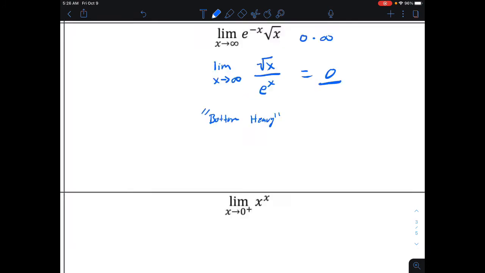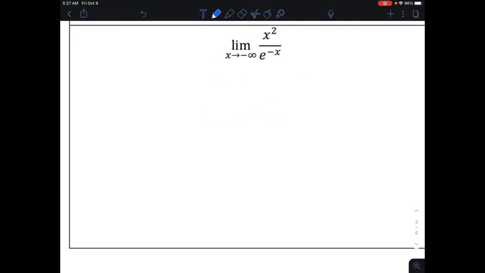All right, new one here. Limit as x approaches negative infinity of x squared over e to the negative x. Now, looking at the direction we're going here, if I put in negative infinity, this is going to make e to the infinite power. And we could look at this and just say, hey, wait a minute. I can use my end behavior model and say that this problem is going to be bottom heavy, so it should equal 0.